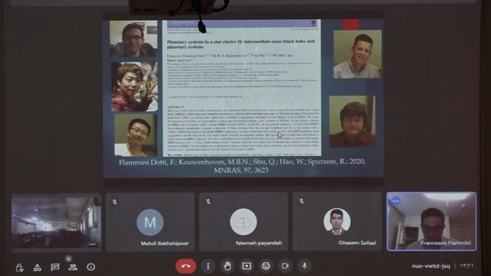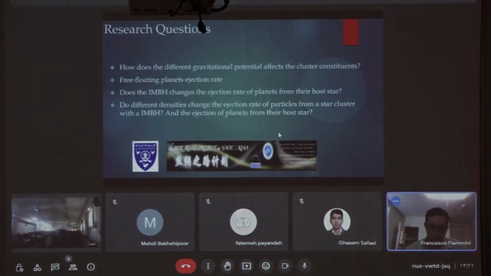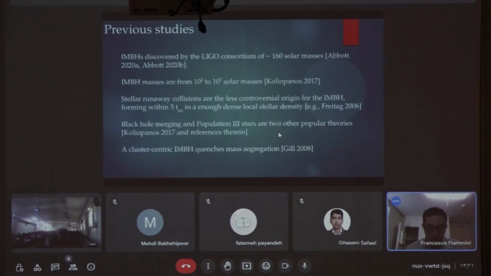Okay, so basically here I will go through the intermediate mass black hole in a star cluster. Here I will use both free-floating planets and planetary systems, as you will see, and I will try to understand how the IMBH eventually affects the ejection rate of both planets from the host star and from the star cluster.